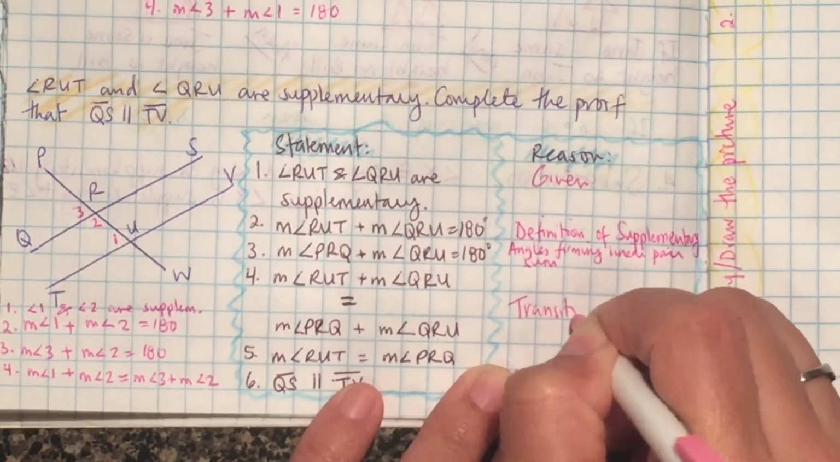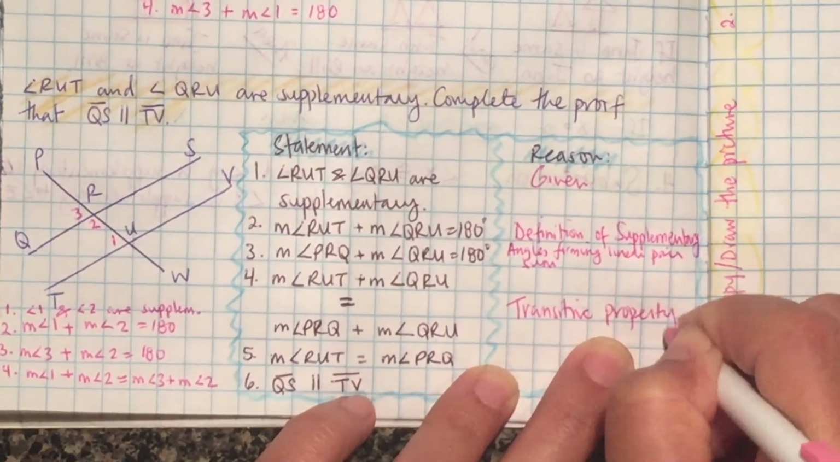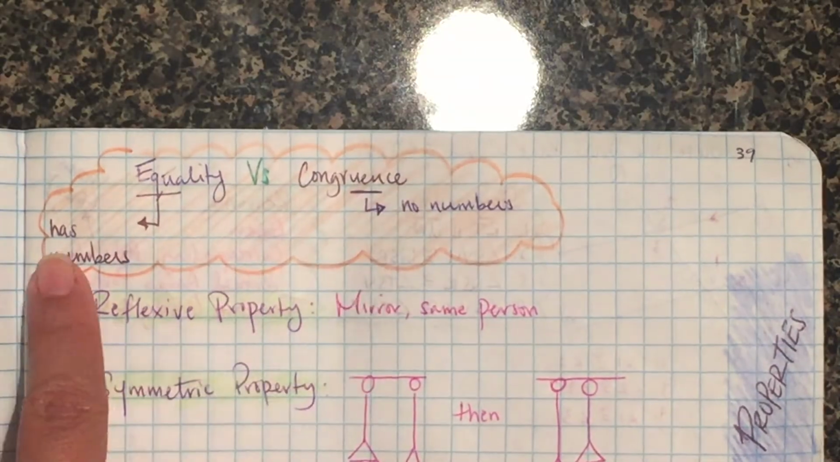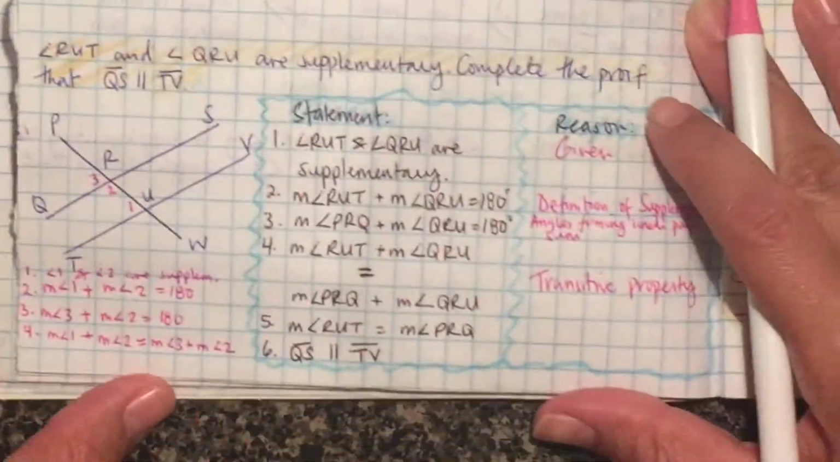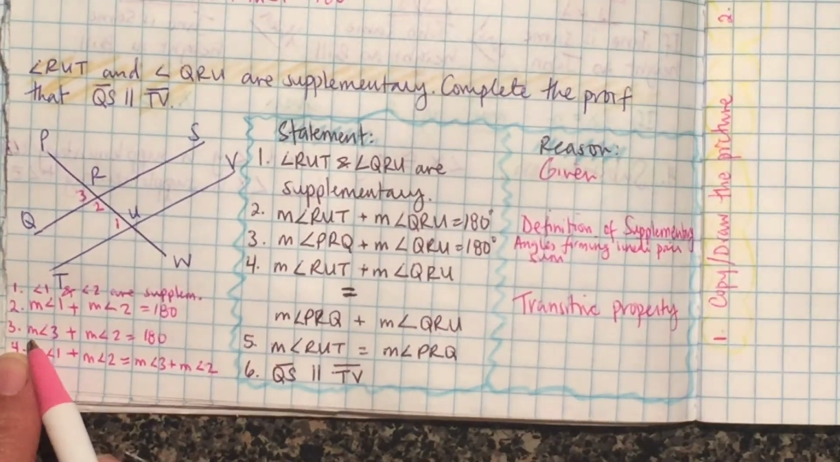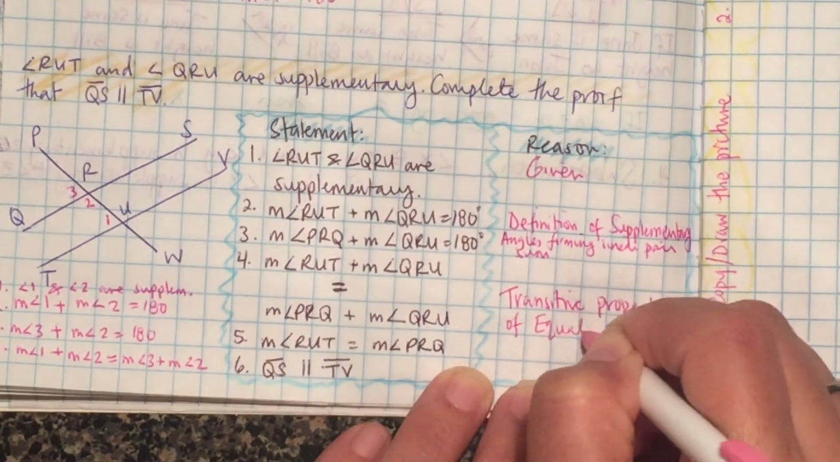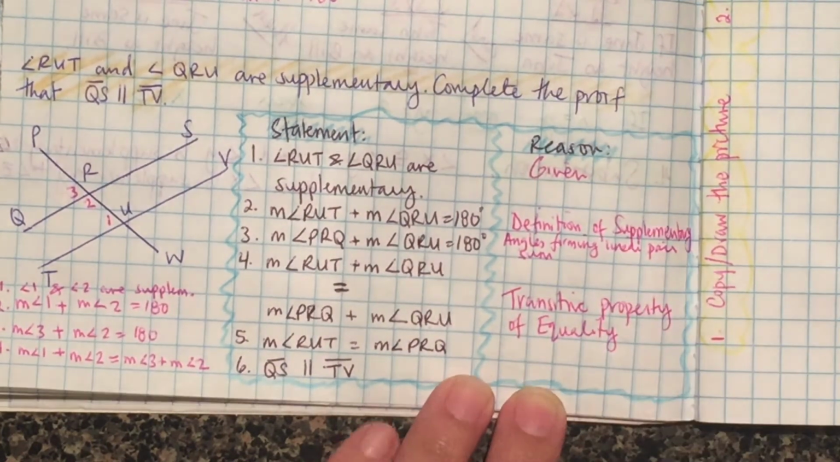This is a listening check. Underline transitive property. Now, is it equality or congruence? Remember, equality has numbers, congruence doesn't. Because it says measure of, that's referencing a number. So when you see that M, it's measuring a number. So transitive property of equality.